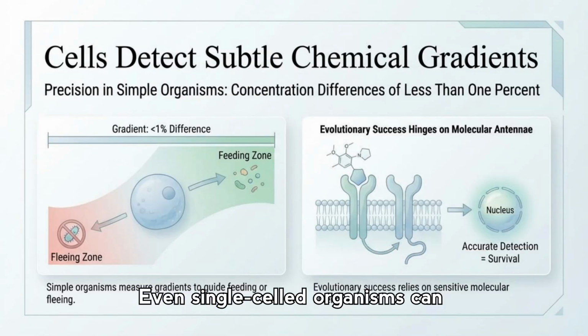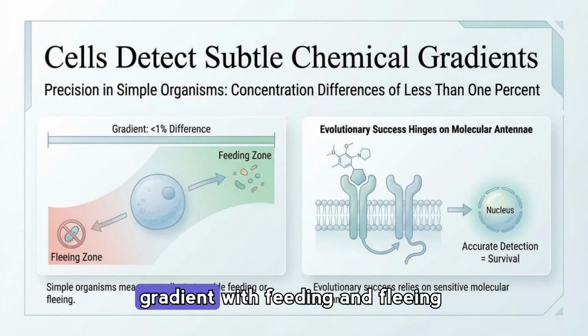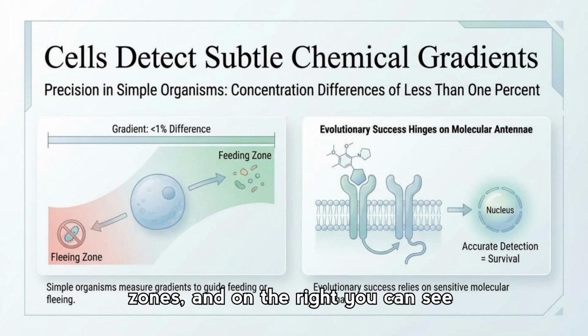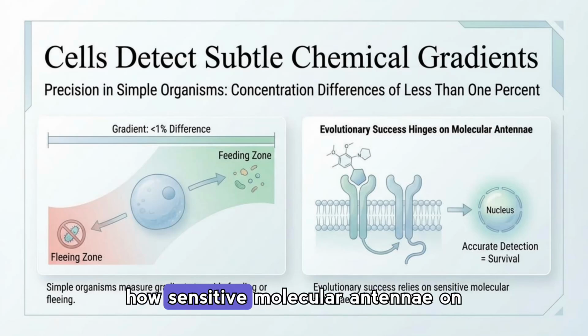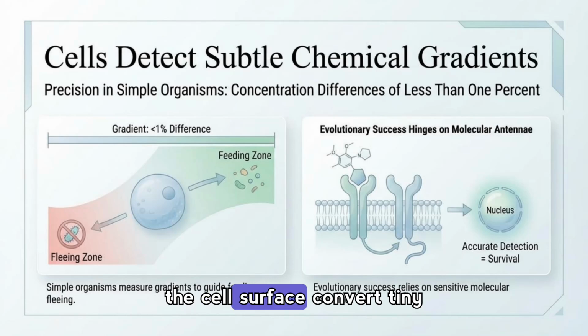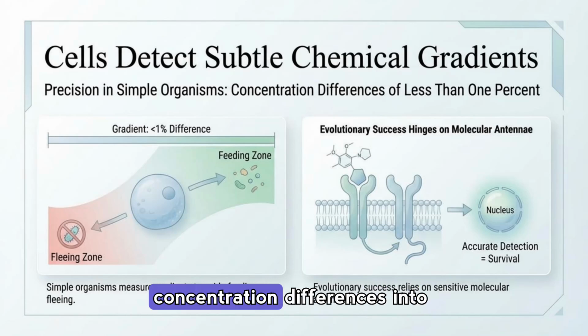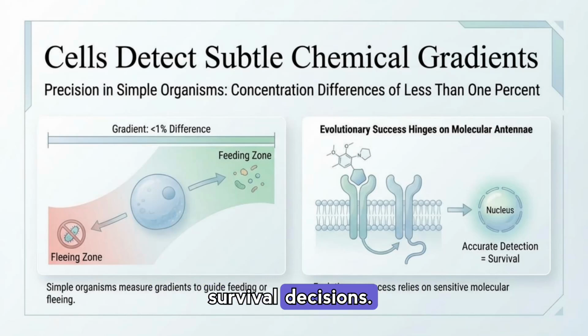Even single-celled organisms can detect incredibly small chemical differences, less than 1%, and they use those cues to move toward food or away from danger. The diagram here shows a subtle gradient with feeding and fleeing zones, and on the right you can see how sensitive molecular antennae on the cell surface convert tiny concentration differences into survival decisions.